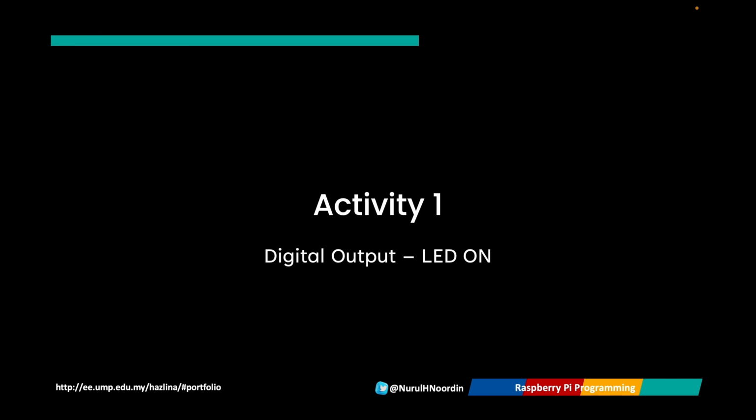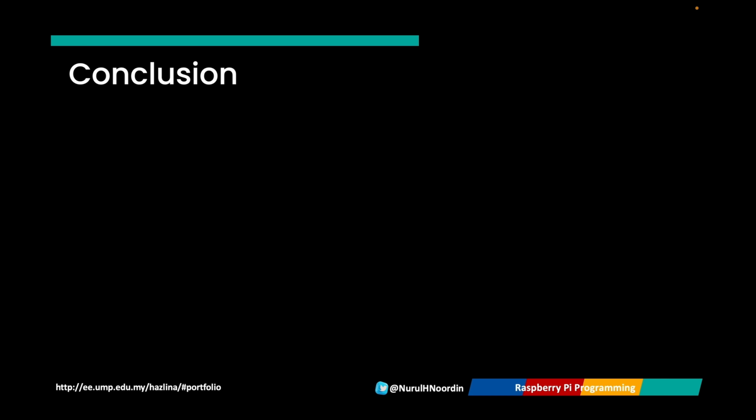Let's move on to Activity 1, Digital Output LED On. Here's a step-by-step guide to program and wire a Raspberry Pi Pico to light up an LED on pin 14 using MicroPython. As we wrap up this chapter, let's review the key milestones that you should achieve in this chapter.